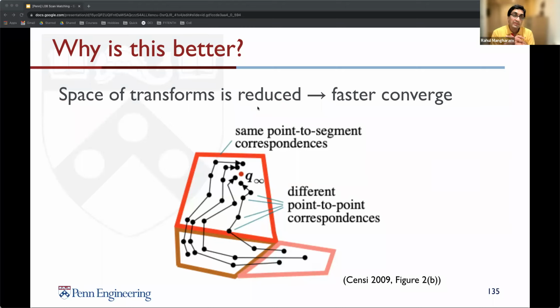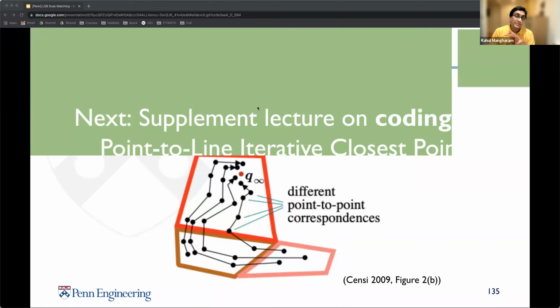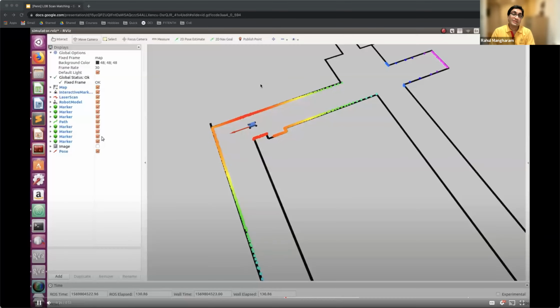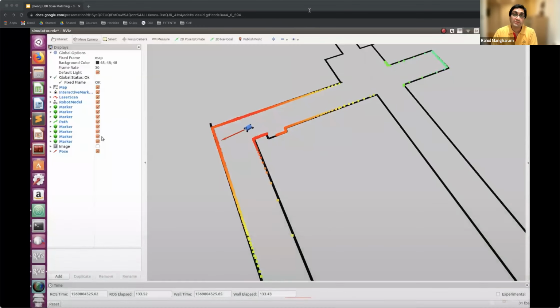Hopefully, the reasons explained here until now have convinced you of the benefits of using the point-to-line metric in comparison to the point-to-point metric. So this ends our explanation of providing the intuition of scan matching. In the supplemental lecture, we'll walk through the details of the math for the PL-ICP algorithm so you can code it in your lab and be able to then execute it as shown over here. This lecture will be followed by an additional lecture with details on how to code it.